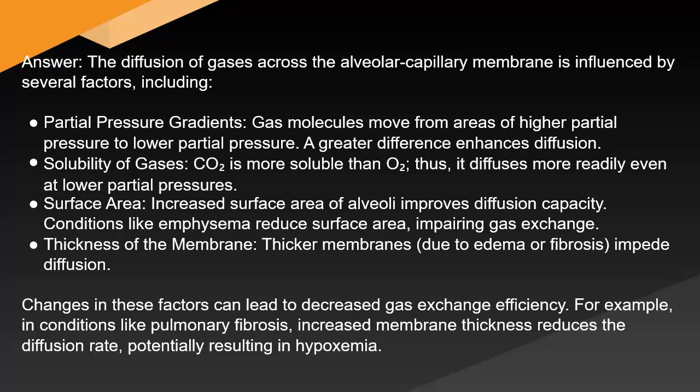Surface area: increased surface area of alveoli improves diffusion capacity. Conditions like emphysema reduce surface area, impairing gas exchange. Thickness of the membrane: thicker membranes, due to edema or fibrosis, impede diffusion. Changes in these factors can lead to decreased gas exchange efficiency. For example, in conditions like pulmonary fibrosis, increased membrane thickness reduces the diffusion rate, potentially resulting in hypoxemia.